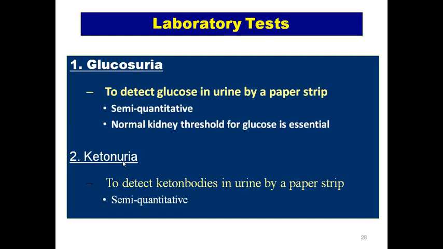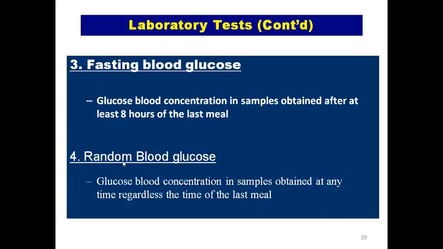So ketonuria will tell you about the acetoacetic acid and the acetone in the urine. It will not tell you about the true ketone levels. True ketone levels will be detected by doing a blood sample and looking for ketonemia.